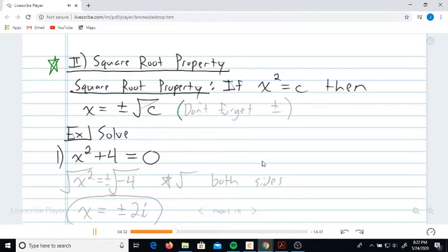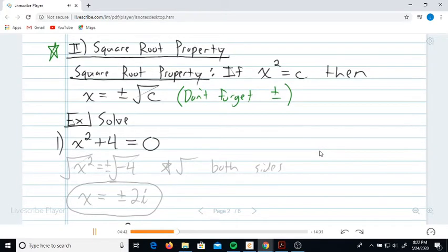And the main thing here is, don't forget the plus or minus whenever you use the square root property. This is just a specific application of power equations. So if you square root both sides, you need a plus or minus. So here we don't set it to 0. What we want to do is isolate the squared value. So we can subtract 4 from both sides and then square root both sides.